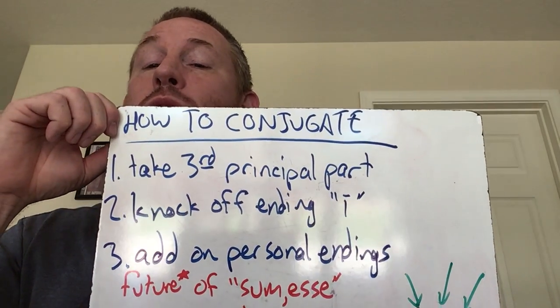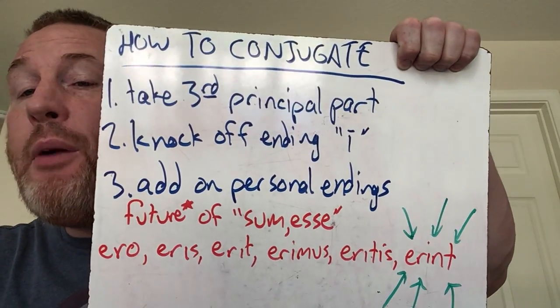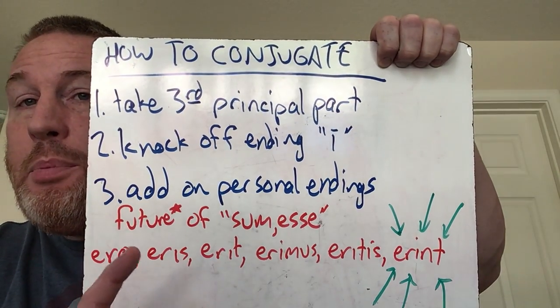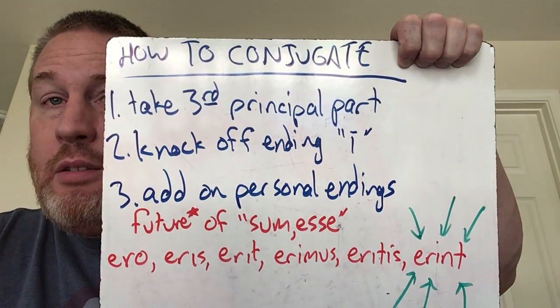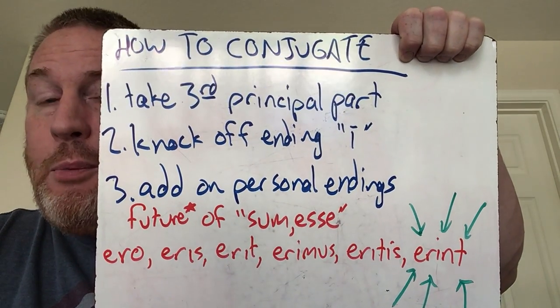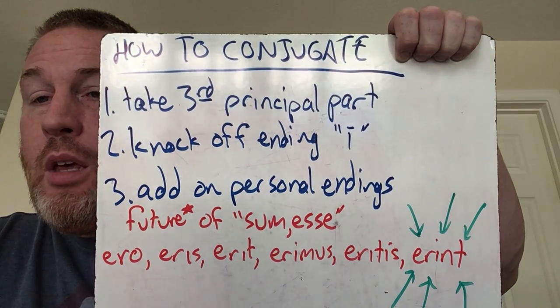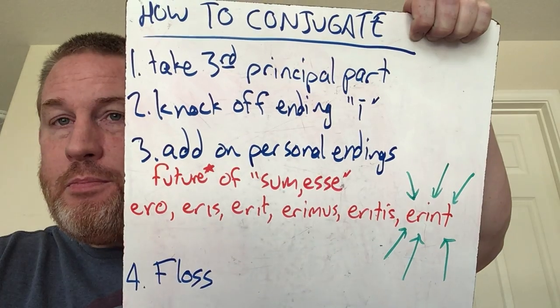Now, the future of sum, esse. Those are your endings. So you're going to add on ero, eris, erit, erimus, eritis, erint. Now, I would point out to you that erint is not the future of sum, esse, but we're going to look at why and how in a minute. So that's why there's an asterisk over the word future. Okay? And step 4, floss. So here you go.